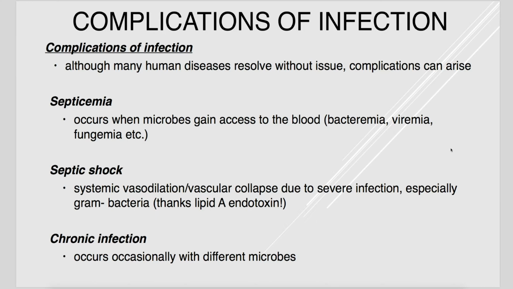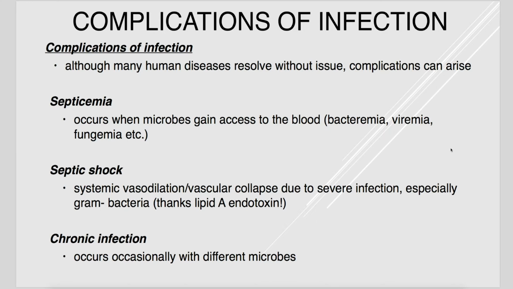That certainly can be a problem because that could lead to something like septic shock, which is a very vast systemic state of vascular collapse and drop in blood pressure. And this is due to severe disseminated infection. Gram-negative bacteria are really famous for this because they have that lipid A endotoxin in their cell wall, or actually their outer membrane. So yeah, that's septic shock.